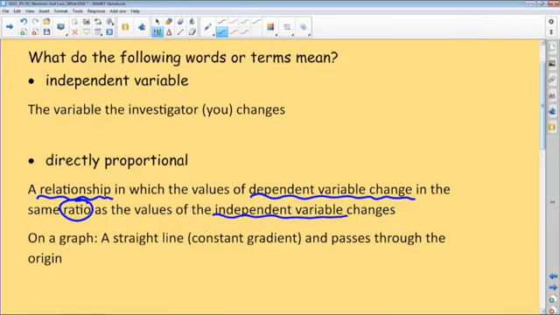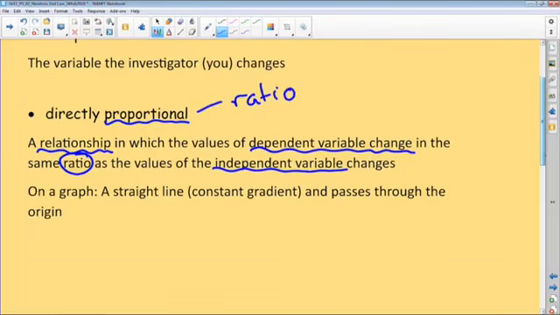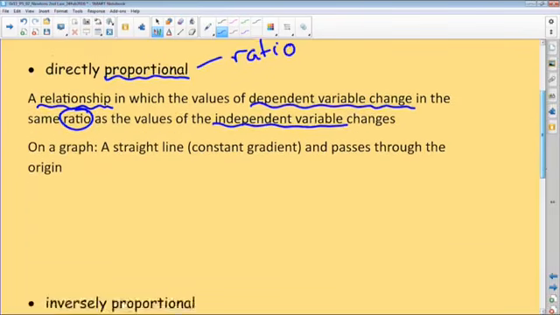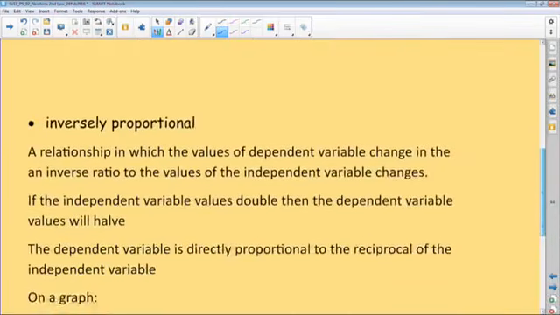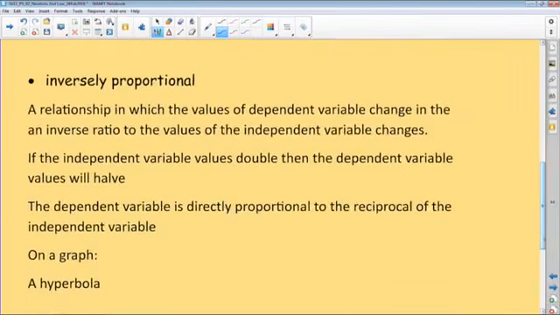Okay, so because we're talking proportion, proportion means that we need to talk about ratio. Okay, I hope you remember that. Make a note of it if you didn't have that in your definition, please. Then inversely proportional. Again, a relationship in which the values of the dependent variable change in an inverse ratio to the values of the independent variable changes.